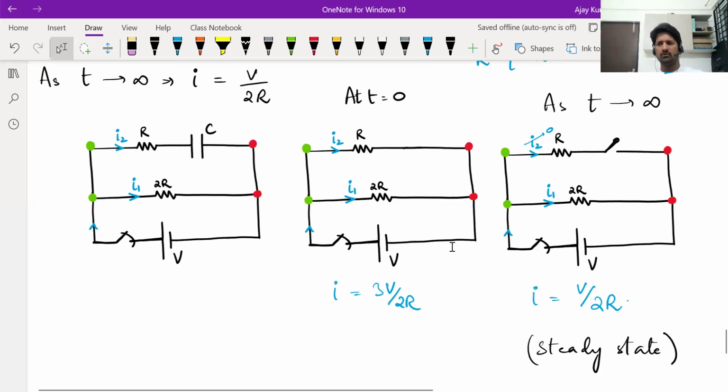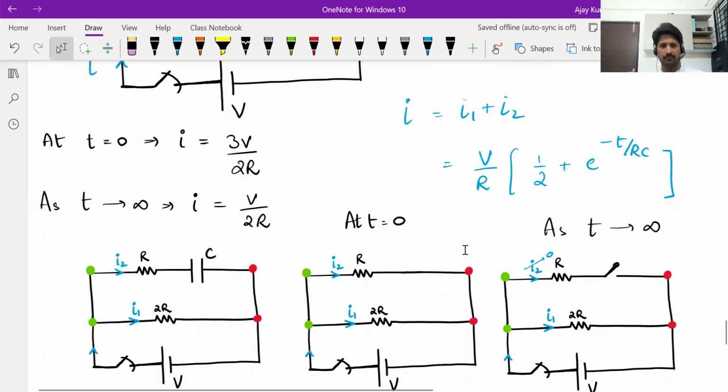So if you just want to find out the currents in each branch or tell the potential difference somewhere, finally or initially, you can do this. Treat the capacitor as a wire when it is uncharged. When it is fully charged, you treat it as an open switch. Okay.